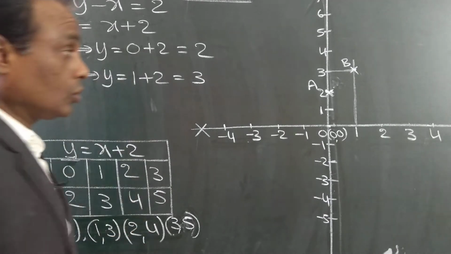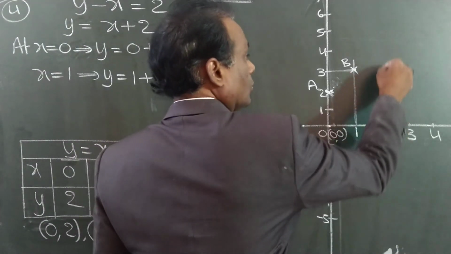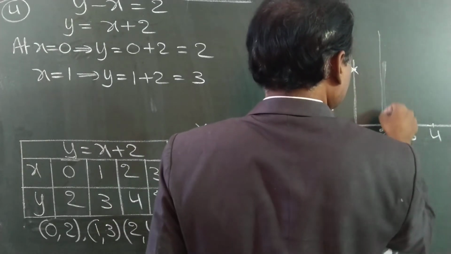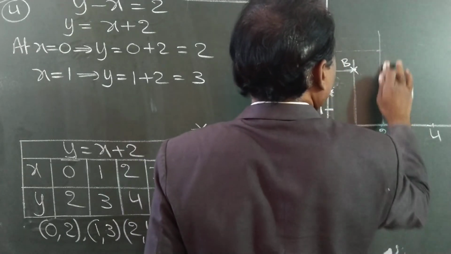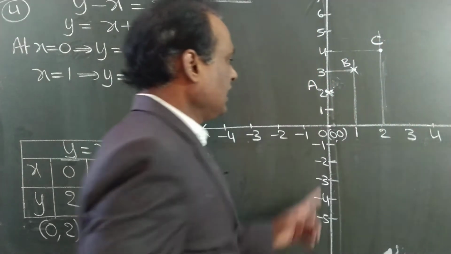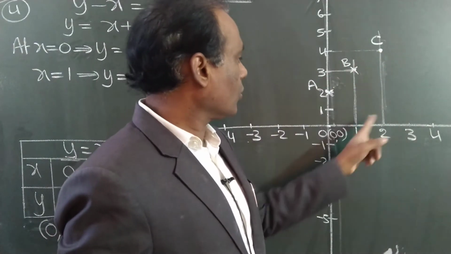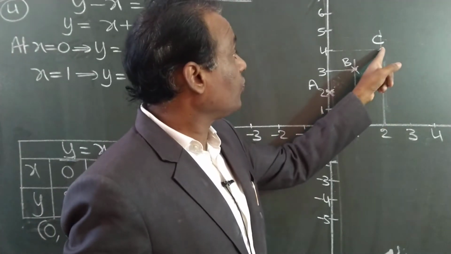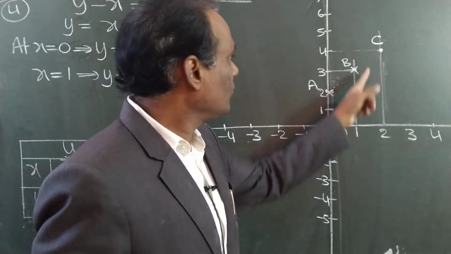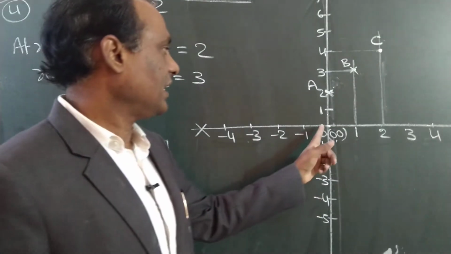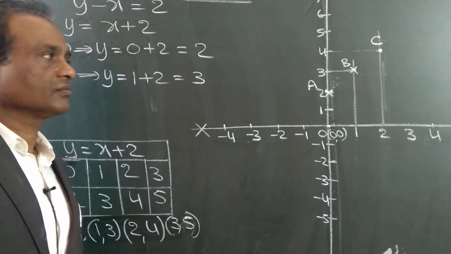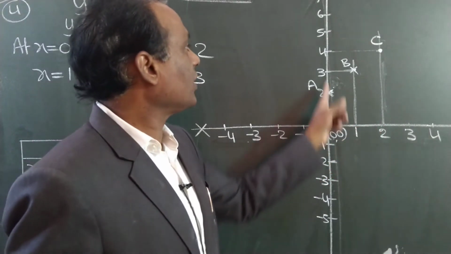Next, 2, 4. See here. x value 2, y value 4. This is the point. 2, 4.